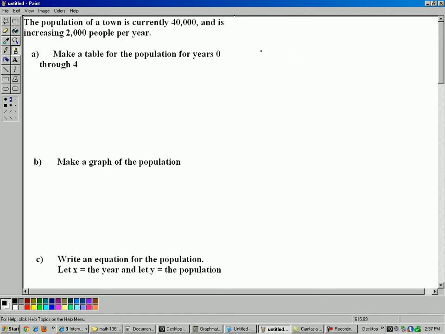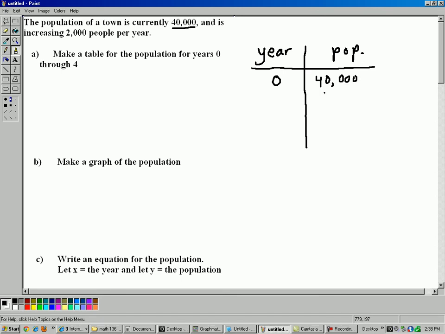Okay, so let's make the table over here. So we have year and we have population. I'll just do pop for short. Okay, so here's our table. So year 0 means right now. So year 0, the population it says is 40,000. So write 40,000 people.